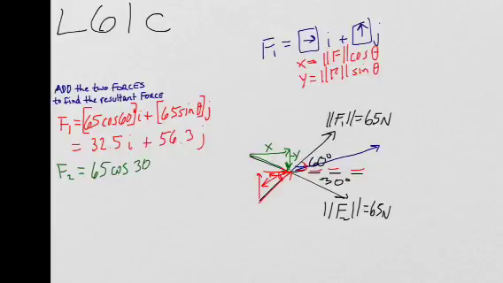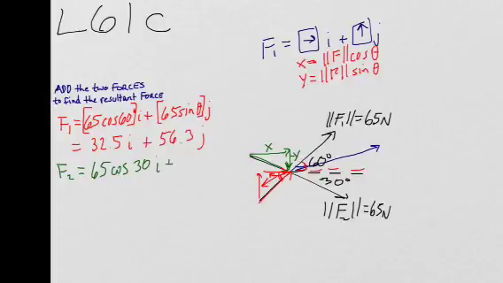Now, you can verify this. Cosine of 30 is 0.866. That's the square root of 3 over 2. The cosine of negative 30 is the same thing. It's 0.86602. This is because the cosine of 30 degrees and negative 30 degrees are both moving in the positive x direction. So that doesn't really matter.